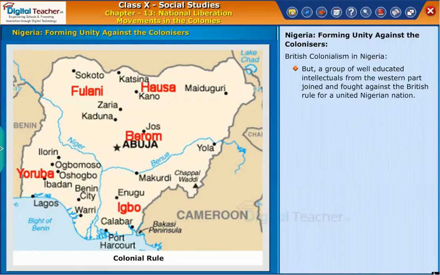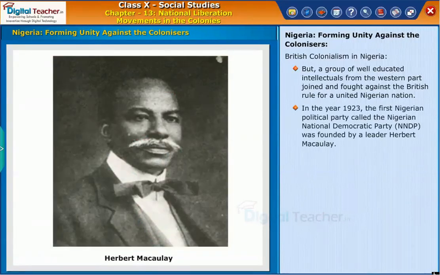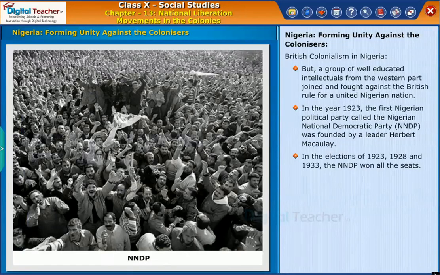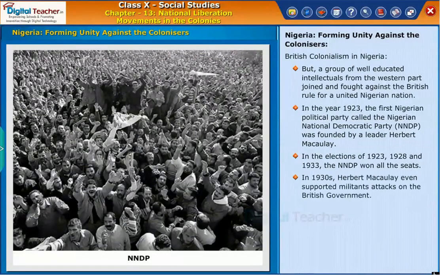But a group of well-educated intellectuals from the western part joined and fought against the British rule for a united Nigerian nation. In the year 1923, the first Nigerian political party, called the Nigerian National Democratic Party, NNDP, was founded by a leader, Herbert Macaulay. In the elections of 1923, 1928 and 1933, the NNDP won all the seats. In the 1930s, Herbert Macaulay even supported militant attacks on the British government.